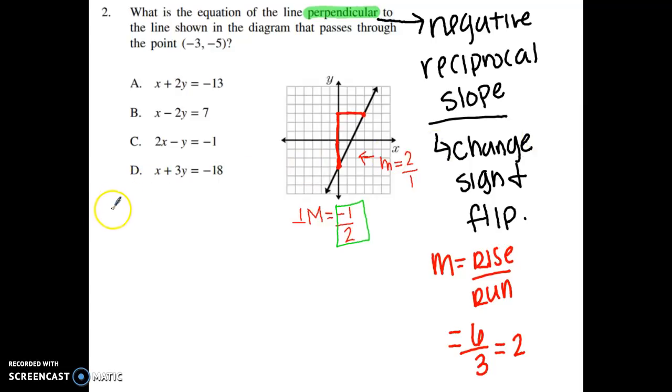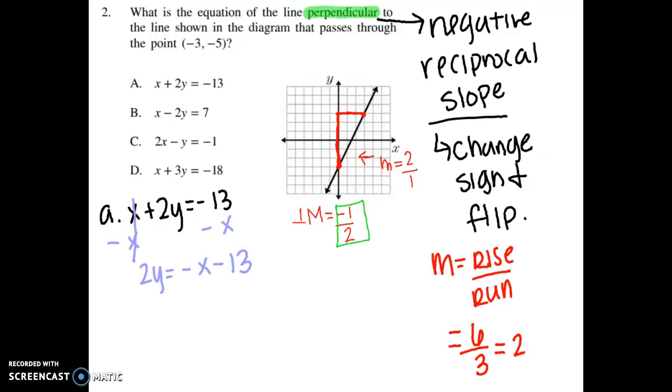So let's start off with A. So A says x plus 2y is equal to -13. So what we are going to do here is go ahead and subtract x from both sides because we are solving for y. So we will say 2y is equal to -x minus 13. We do have to solve for y, so I am going to divide by 2 three times. Divide by 2 here, divide by 2 there, and divide by 2 here.